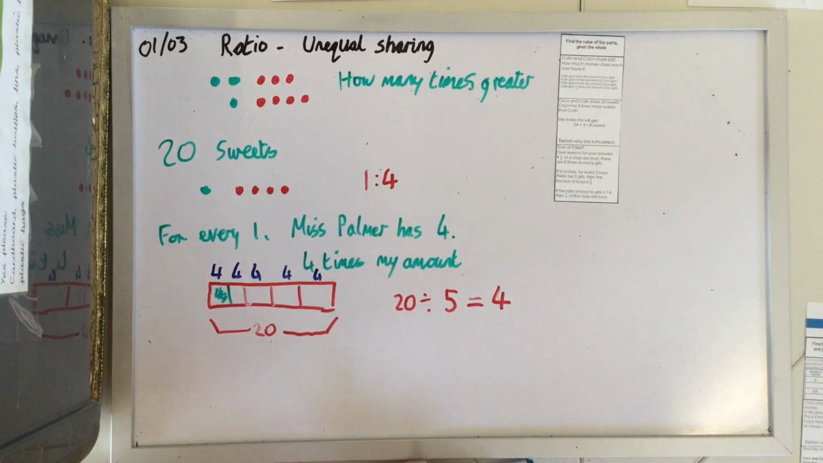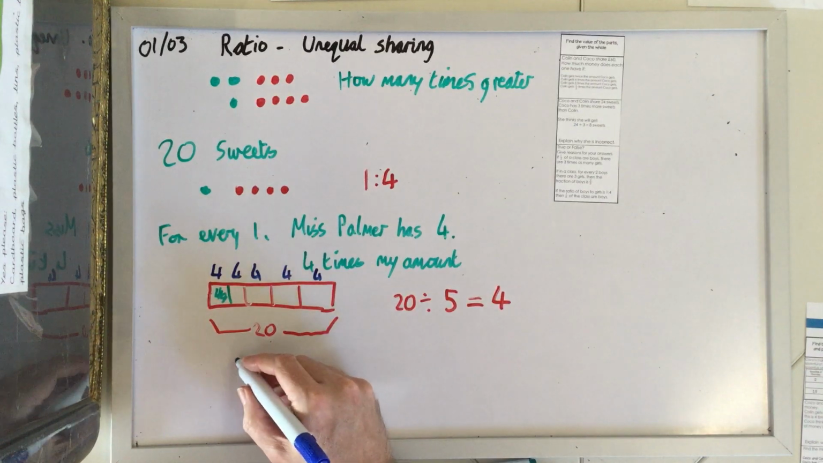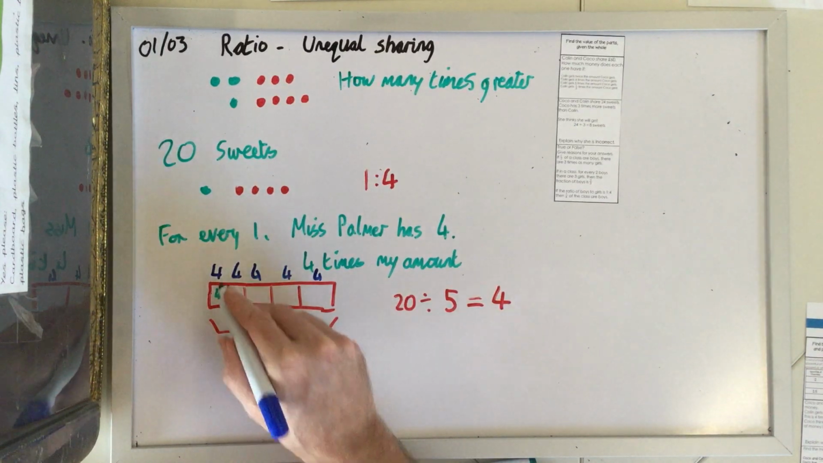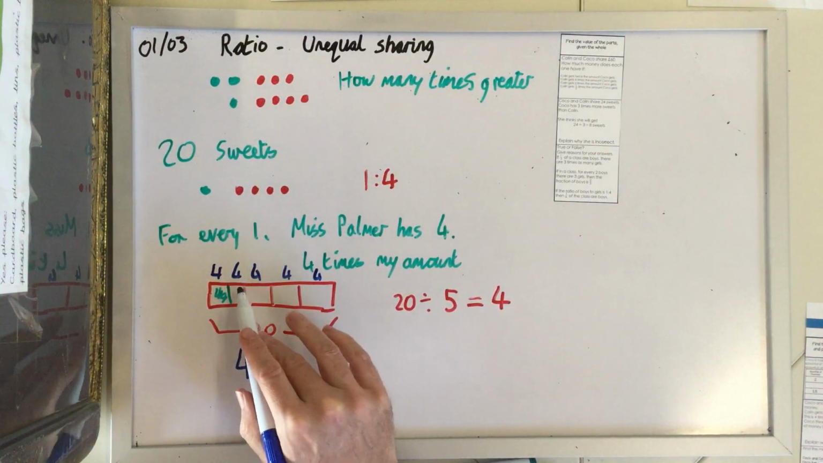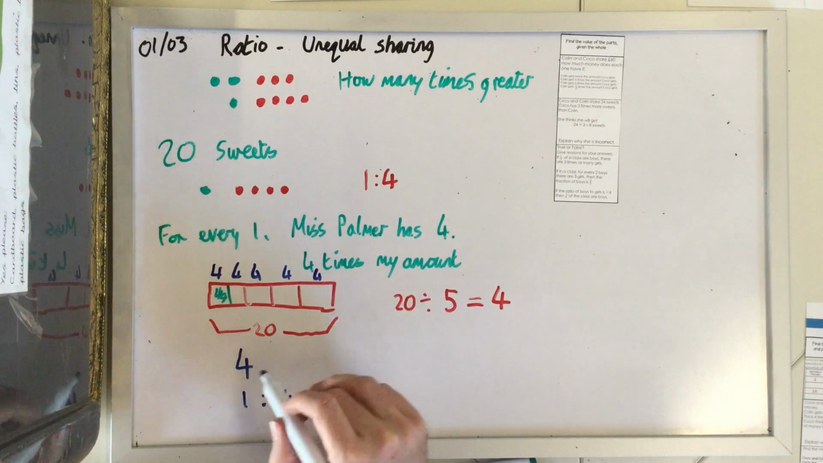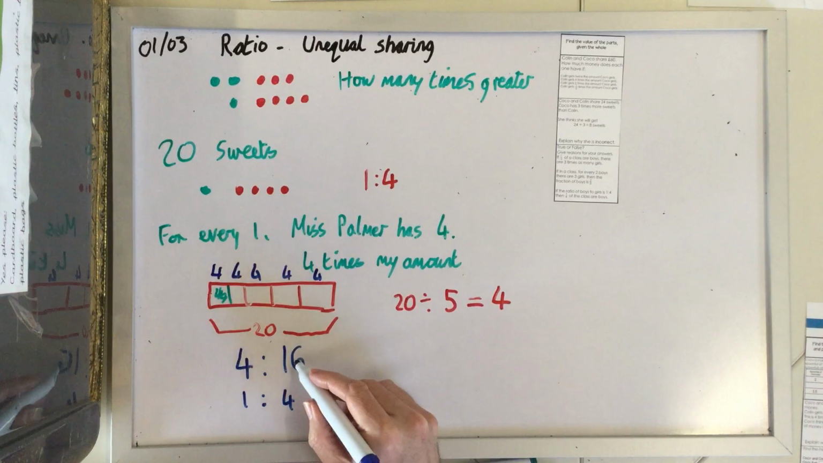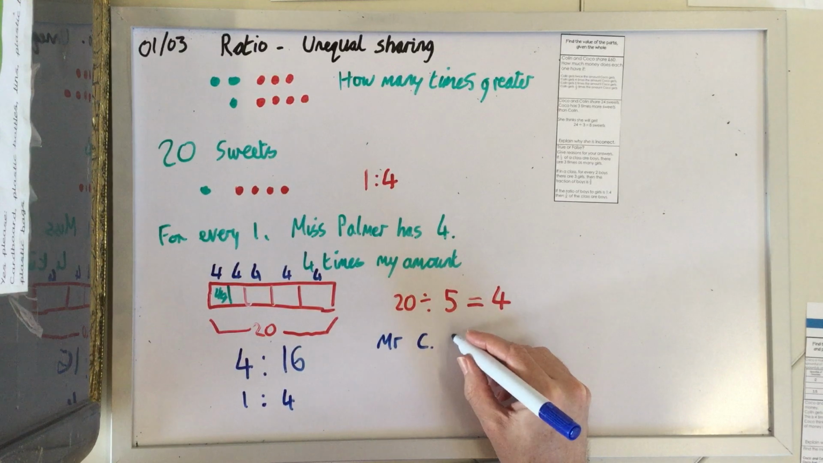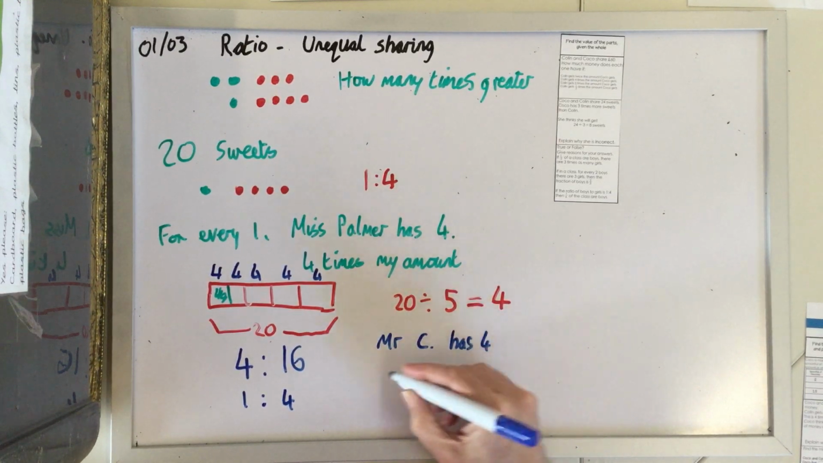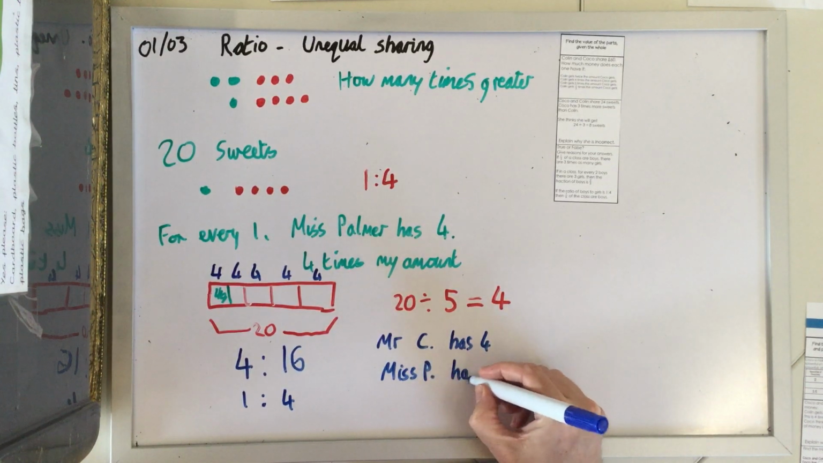And now, yes, now you can hopefully see how many sweets Miss Palmer has got and how much I get. So I get 4 for my 1 part. Let's do 1 to 4. There's the ratio. Miss Palmer gets 2, 3, 4 times 4, 16. Okay. So Mr. C has 4. Miss Palmer, Miss P, has 16.